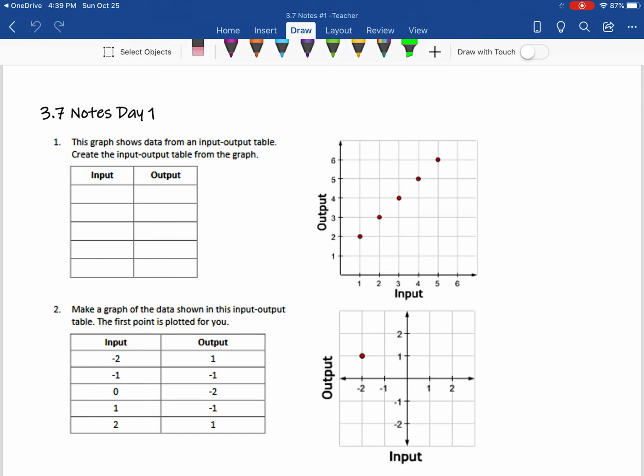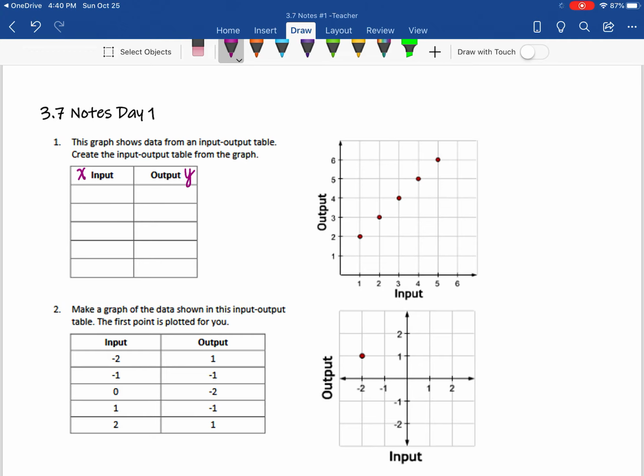Okay, we are going to start today's lesson with just a brief overview of plotting points on the coordinate plane. So just a little mini review here. When we're talking about our input, we are talking about our x values. And when we are talking about our output, we are talking about our y values.